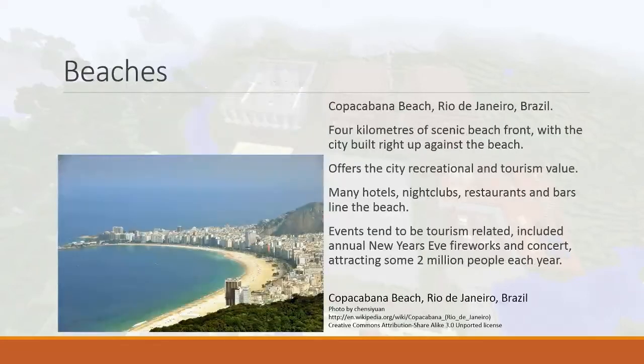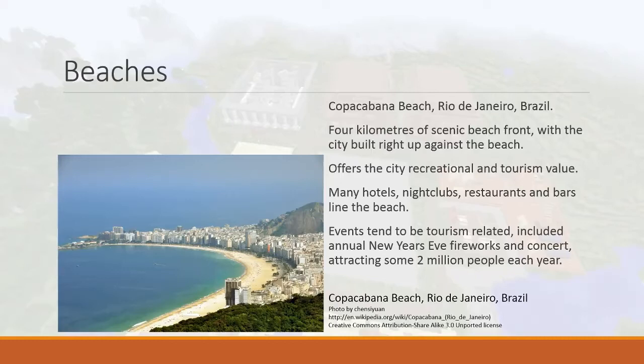Beaches can also be public spaces. This is Copacabana Beach in Rio de Janeiro, Brazil. It is one of the most famous beaches in the world. There's 4 kilometers of scenic beachfront, and it's only one beach. There's other beaches in Rio de Janeiro. Rio de Janeiro is quite famous for its really big and really beautiful beaches, right?